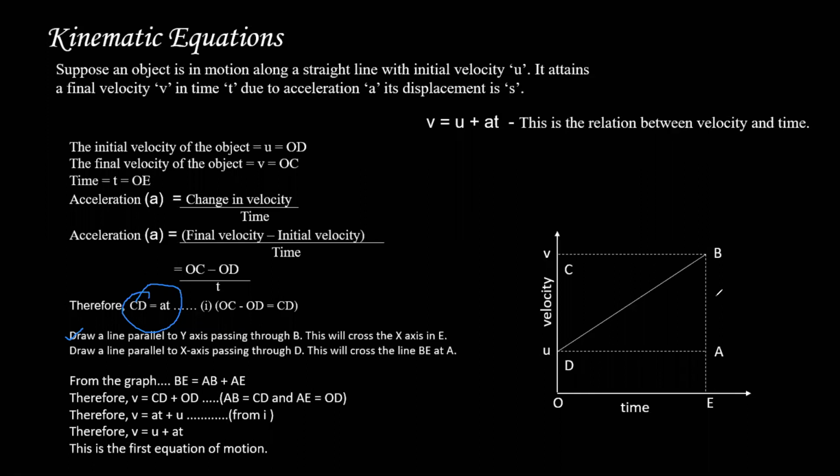I've already drawn it. I already have it on my screen. You folks can draw it if you want, like this. You must draw it. Okay. This will cross the x-axis at E. So this point E is the intercept point.